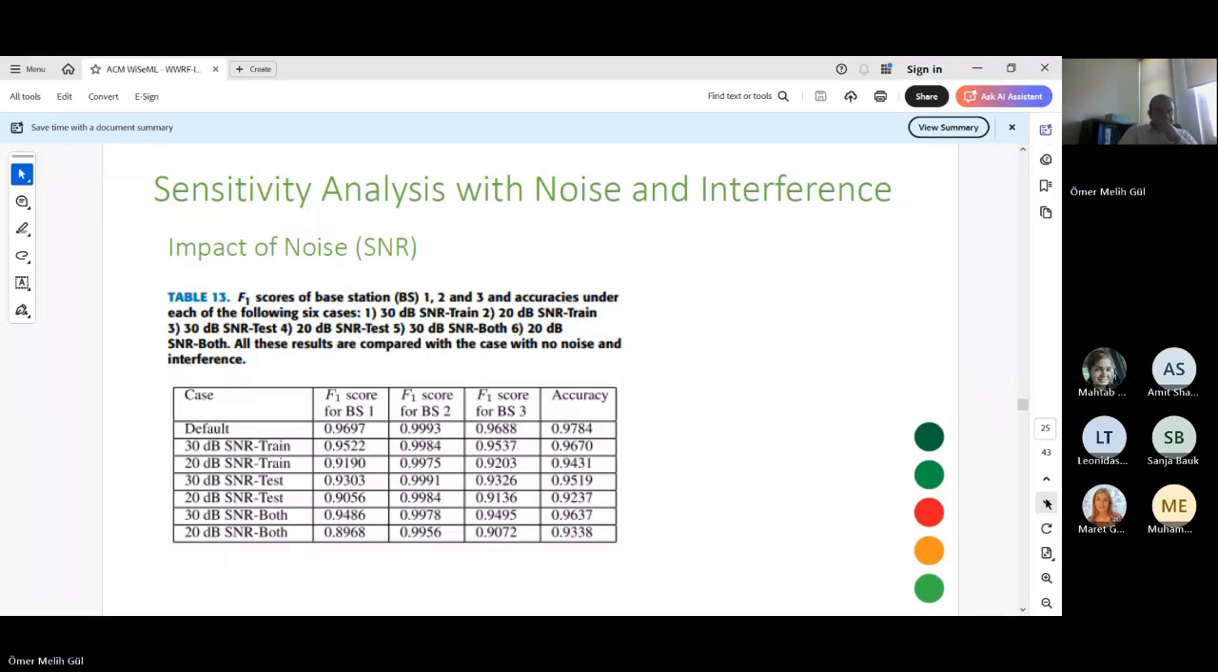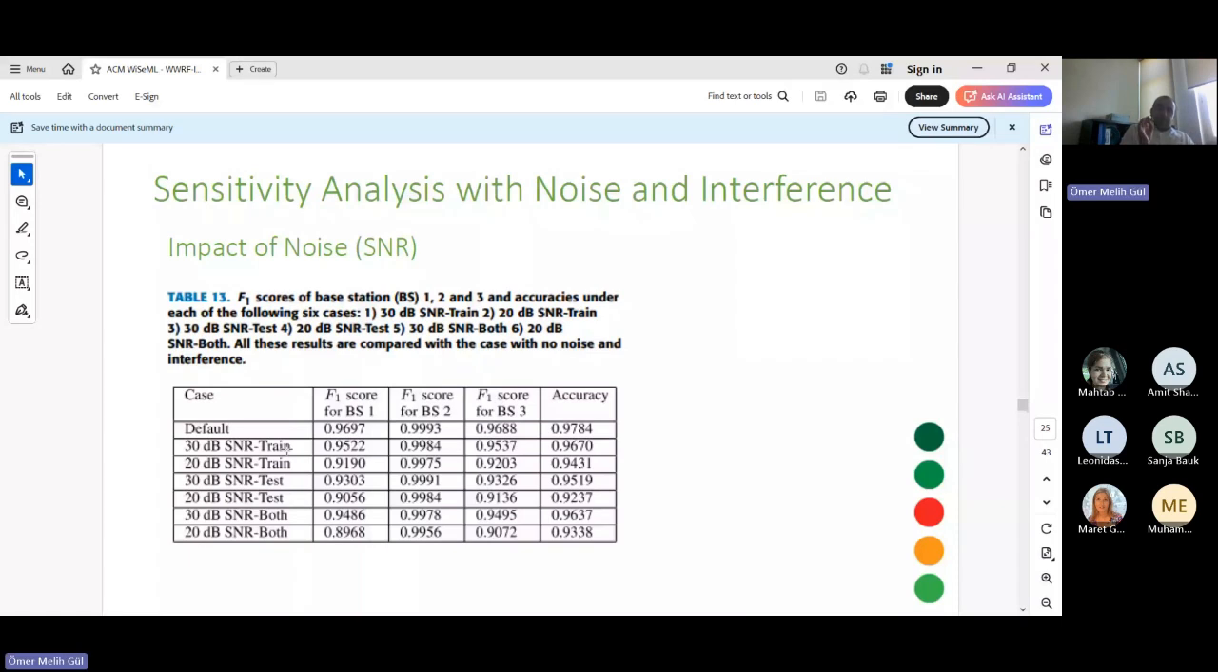In this case, we consider base stations 1, 2, 3 and their accuracies under each of the following cases. First, we consider the impact of noise. Here in the sensitivity analysis, we consider the case with just noise, and then the case with interference. In the first case, we add noise on the data. In the second case, we consider interference on the data, and in the third case, we consider both interference and noise.